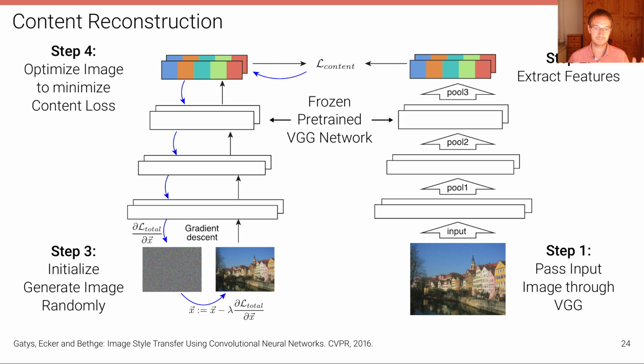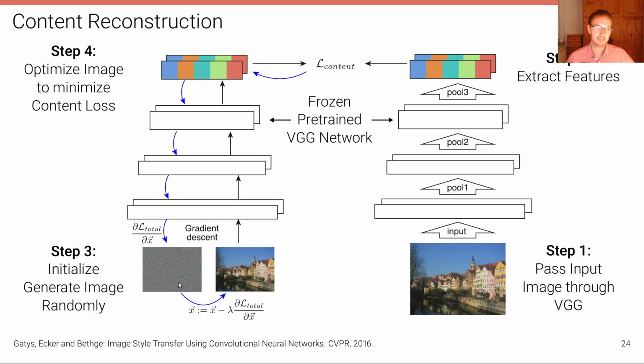And here's an overview of how the content loss works. There's these two losses, the content and the style loss. The content loss makes sure that the content is matched. So how does this work? The first step is we have a pre-trained VGG network. It's pre-trained on ImageNet. This is this network here. In the first step, we pass the input image through that network, which gives us some high-level features at some deeper layers of that network, which we extract. And we keep that fixed.